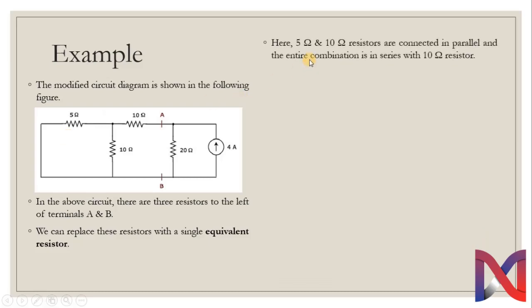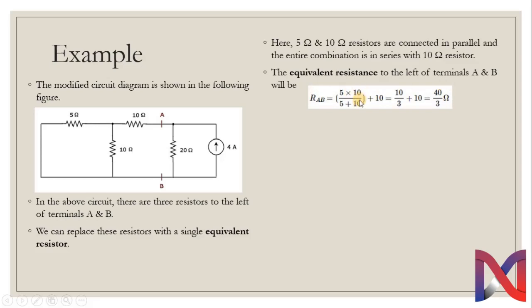So 5 ohm and 10 ohm resistors are connected in parallel and the entire combination is in series. We have to locate from this point because we are moving towards this point in equivalence. So the equivalent resistance to the left of the terminals A and B will be R_AB is equal to 5 multiplied by 10 divided by 5 plus 10, plus 10. So we get 13.33 ohm as our equivalent resistance.